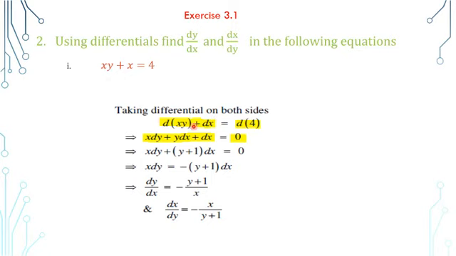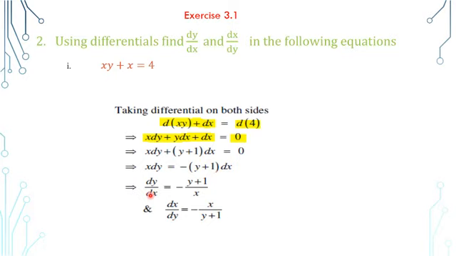Taking differential on both sides, d of xy plus dx is equal to d of 4. Derivative of 4 is 0, so differential of 4 is also 0. x as it is, differential of y, plus y as it is, differential of x, plus dx. Take dx common from these two terms, we have x dy plus (y plus 1) dx is equal to 0.